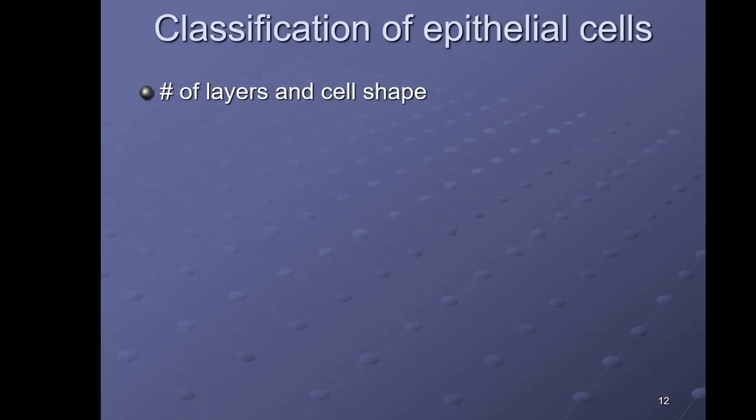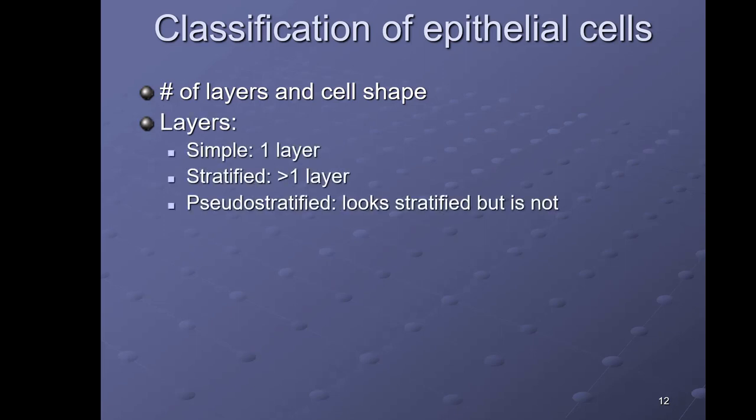All right, so classifications of epithelial tissue. They're named by the number of layers of cells that are present and also the shape. So as far as the number of layers, if it's only 1 layer of cells, it's classified as simple. If it's more than 1 layer, it's called stratified. If it looks stratified and it's not, it's called pseudo-stratified. And there's one specific example of this, which we'll talk about.